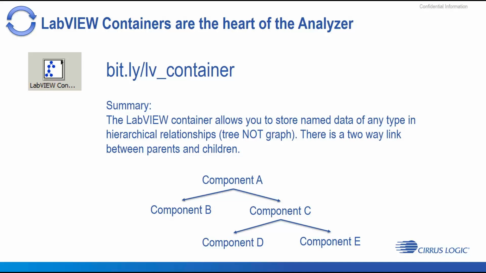Think of it as a two-way linked list inside of LabVIEW, or another way to think about it is a tree inside of LabVIEW. The summary is the LabVIEW container allows you to store named data of any data type in hierarchical relationships. Two-way link between parents and children. A child can only have one parent. A parent can have n children.